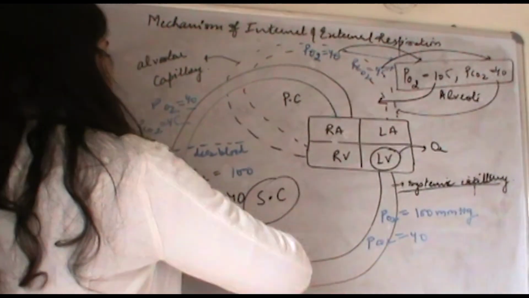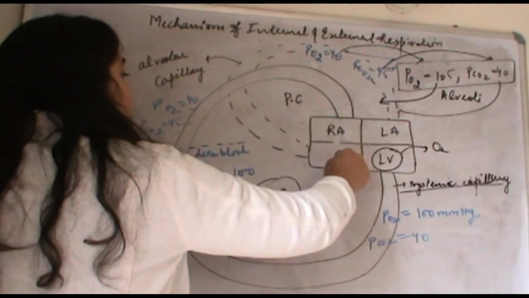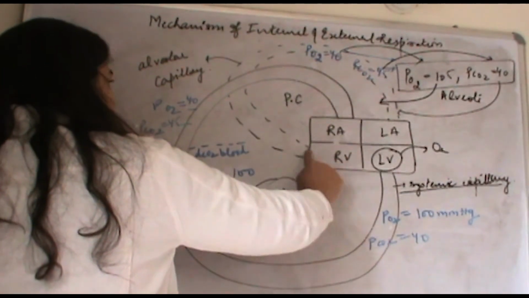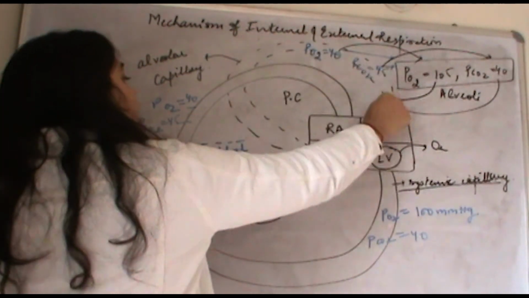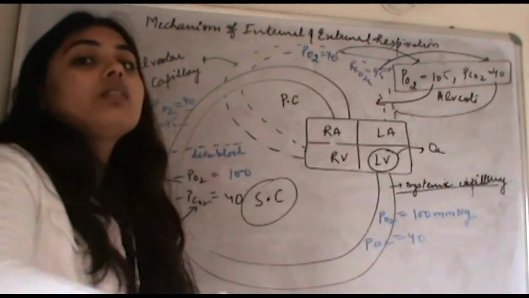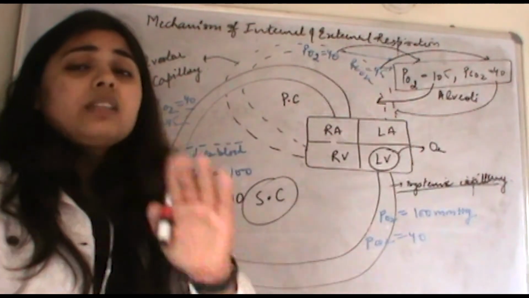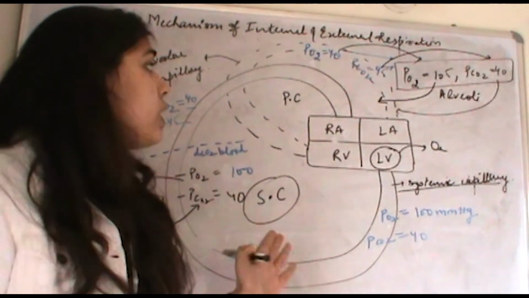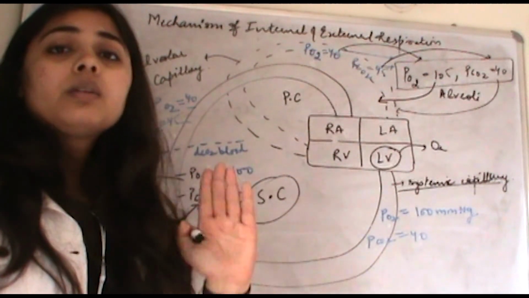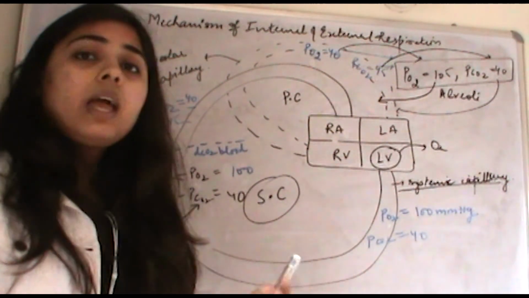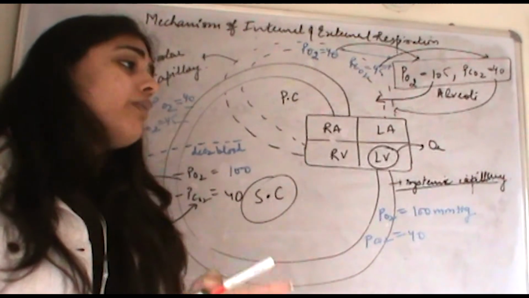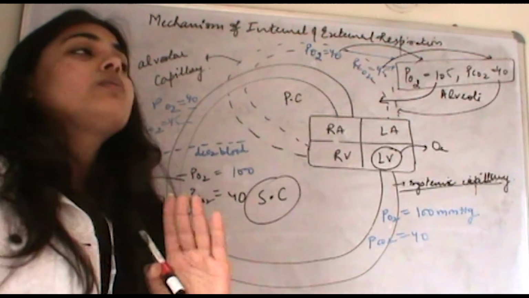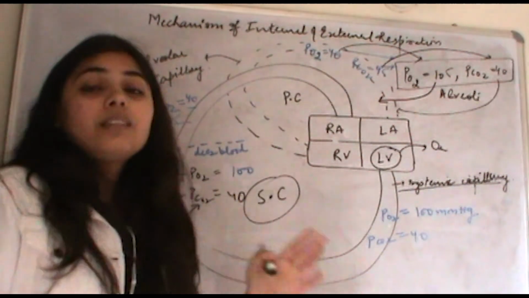From here it is going to the right atrium, from the right atrium to right ventricle, from the right ventricle through alveolar capillary it is again going to the left auricle. So this is a very simple video, guys. If you're still not able to understand, pause the video, draw the diagram on your own, and then make it work. It will definitely happen. You will definitely understand the video. So it is very simple.